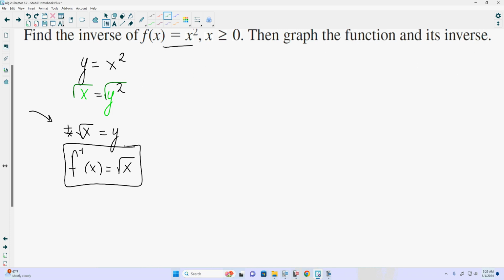If you leave it with the plus or minus, I will still take it. But that's how we get to that there. Questions on this here? Are you ready for the next one?